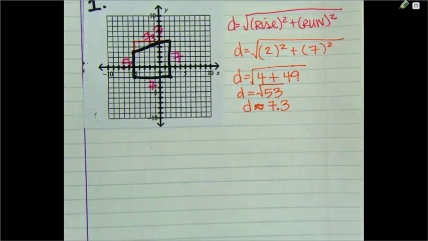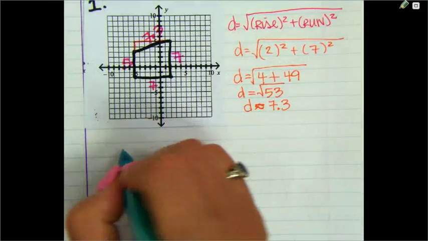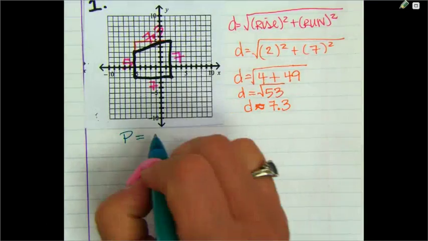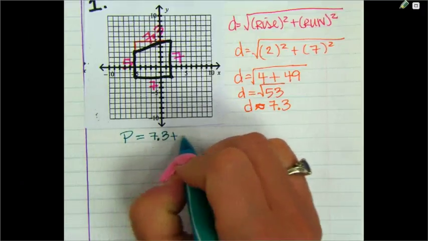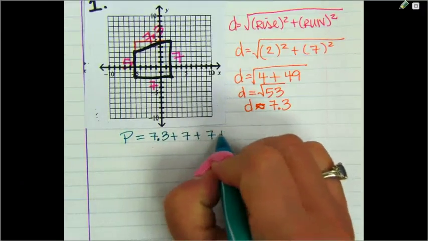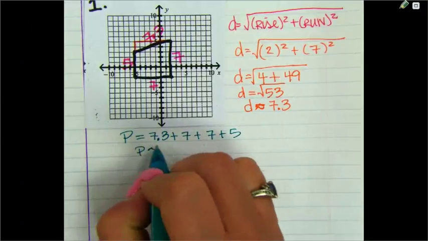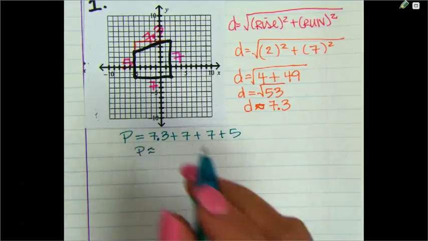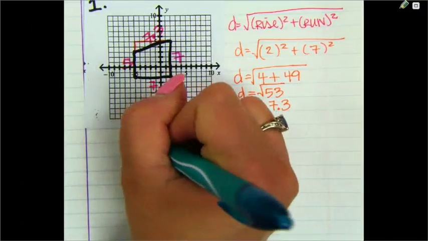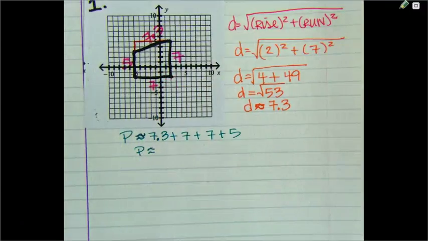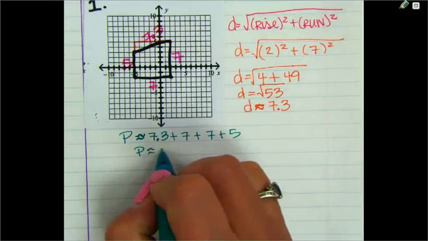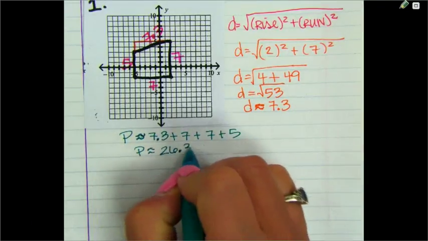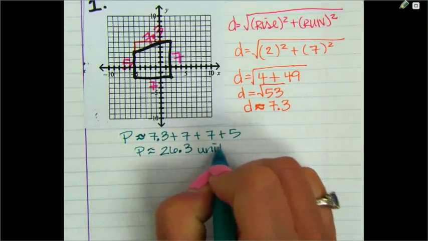Perimeter. All right. How do you find perimeter? You add them all up. So what are you going to show me you're adding? 7.3 plus 5. Good. Is it an approximation or an equal sign? Good. Tell me what you get. Do we agree? 26.3 what? Good.